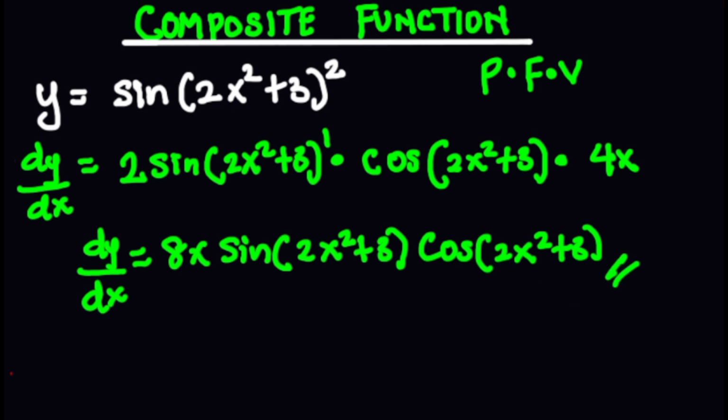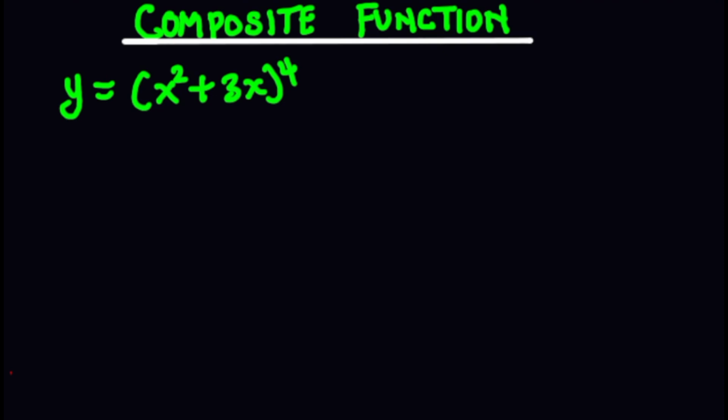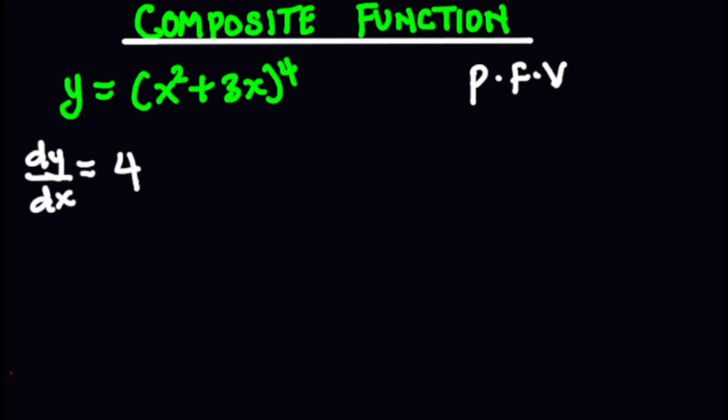Now let's solve another question. Now let's look at this question. It's also very simple. I just need to go ahead and use the power function variable method, right? Power function and variable. So in that case, I'm going to bring out the power, so that I'm going to have dy by dx to be equal. I'm going to have 4 open bracket x squared plus 3x, right?